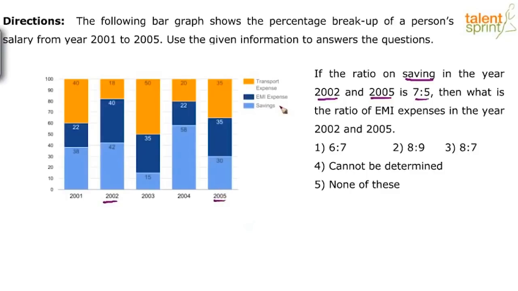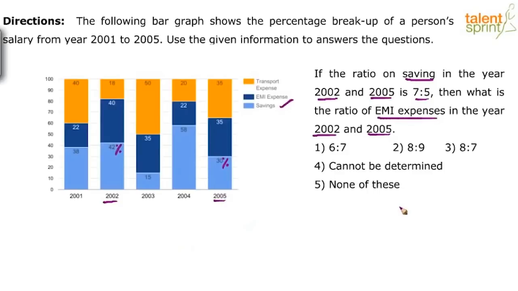See, savings we know is the light blue color. In 2002, the percentage of savings was 42%, so 42% of the salary was saved. And that in the year 2005 was 30%. So basically the ratio of these two is equal to 7:5. Then what is the ratio of EMI expenses in the year 2002 and 2005? We have to find out the ratio of EMI expenses for 2002 and 2005.